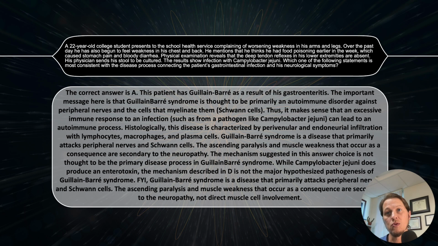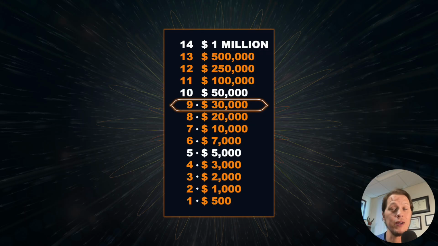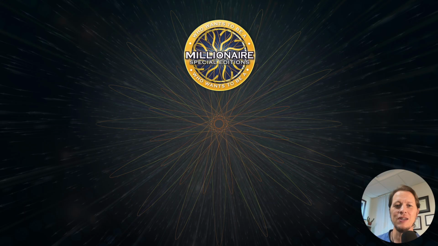It's an autoimmune response. All right, we are moving up into the last tier here, $50,000. How are we all doing? Are you answering all the questions right? Getting at least some of them?